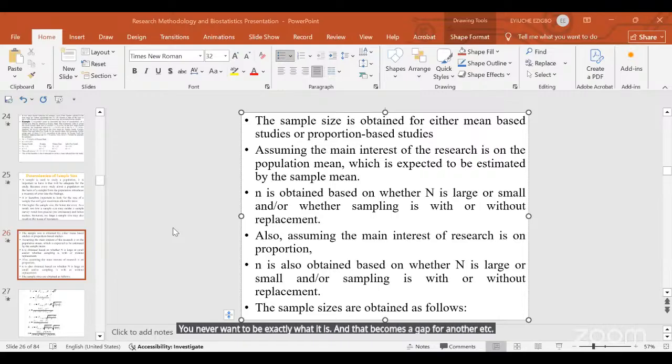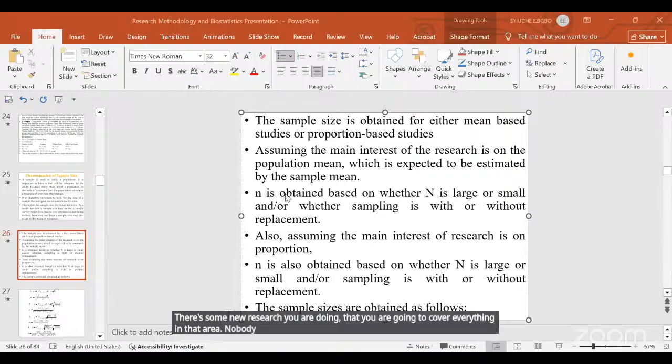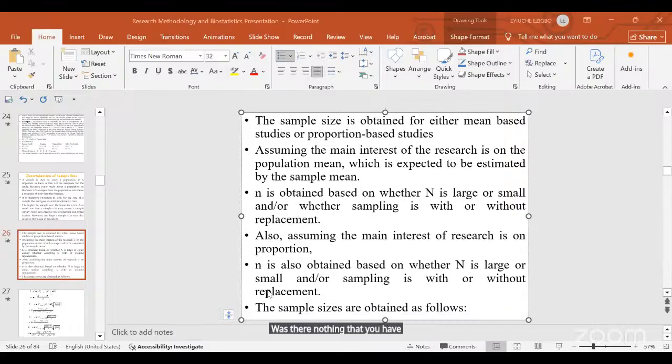Do you understand? Don't think that the simple research you are doing is going to cover everything in that area. Nobody can cover everything in one research. Whatever you have chosen to do, be sincere and report it.